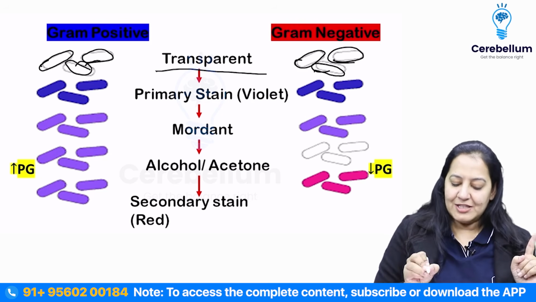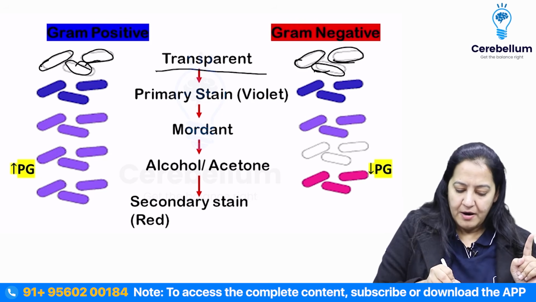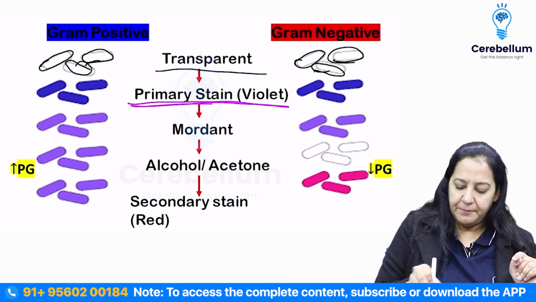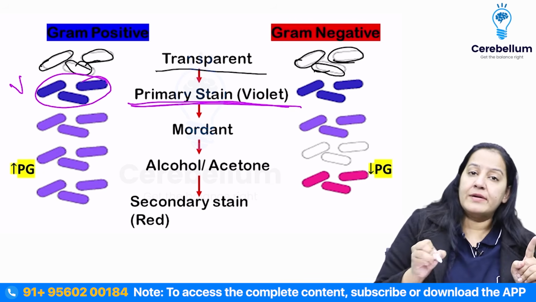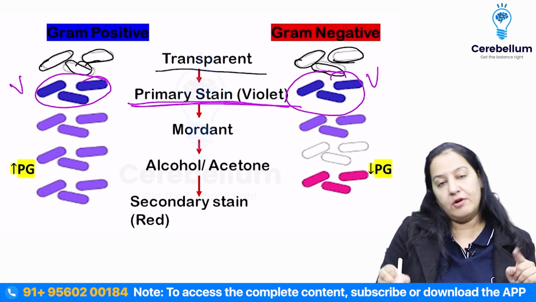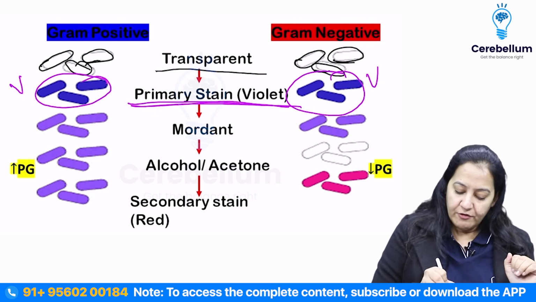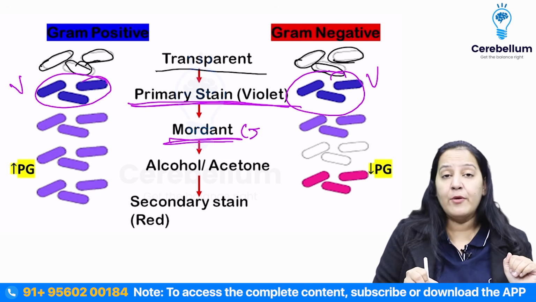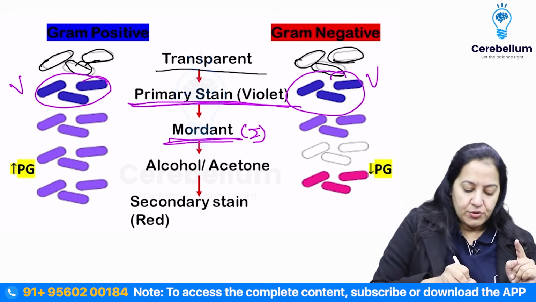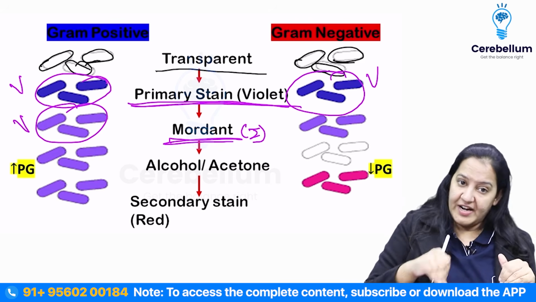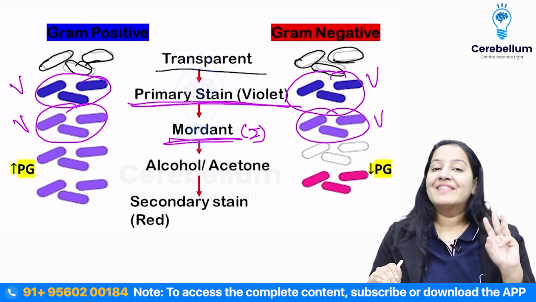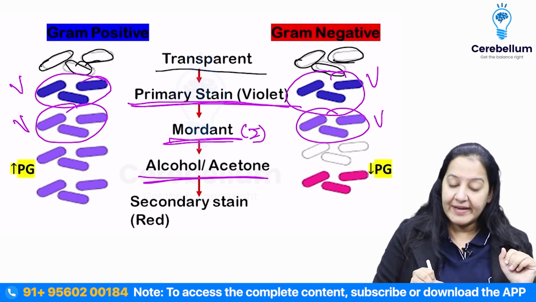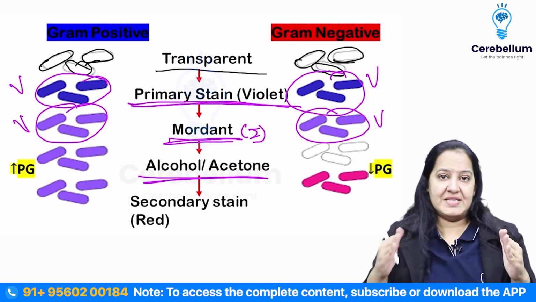Now all bacteria are transparent and you are providing a violet stain, the primary stain. On taking the primary stain, this will become violet, and this also will become violet, right? After that you are providing mordant, which is iodine. It fixes the primary stain. So here also the bacteria are violet even after adding mordant, and here also they are violet even after adding mordant. The third step is addition of decolorizer, which makes the difference.